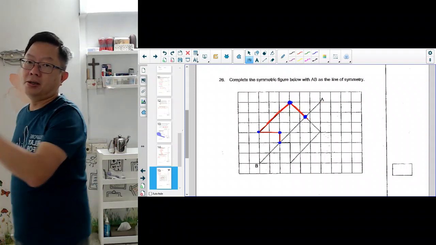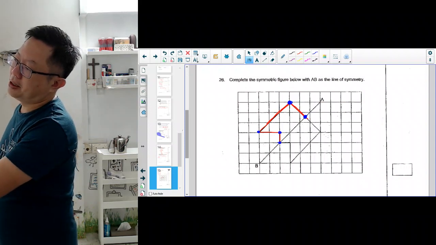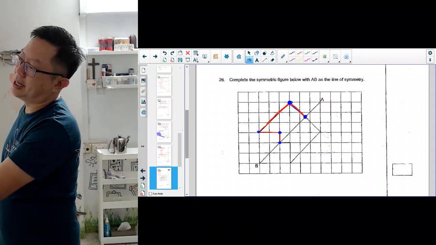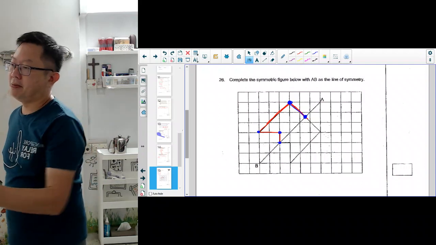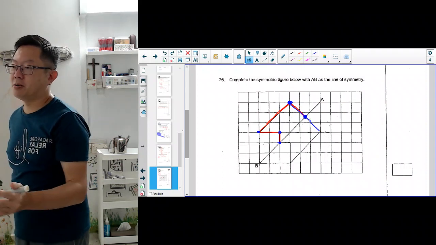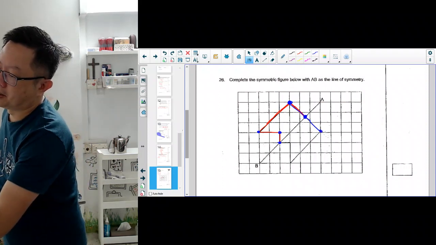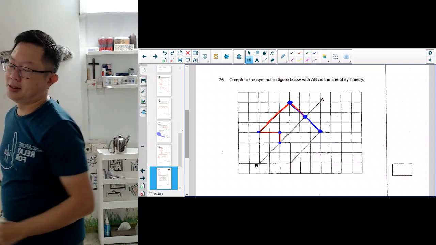So how do you draw on the other side? You count the squares. It cuts through 1.5 squares. So on the other side, you do the same, half and 1, so same, 1.5 squares as well. And this is the dot that you draw. Okay, so you join the dots.